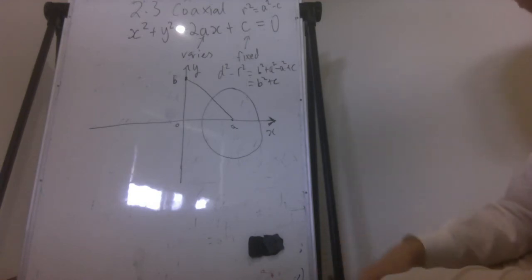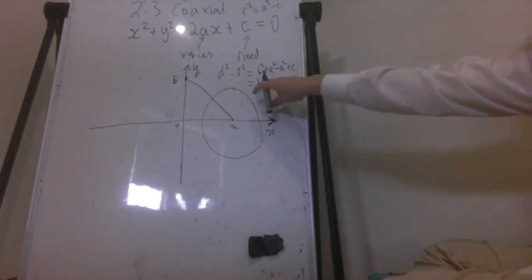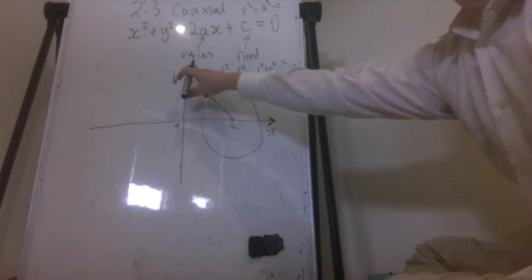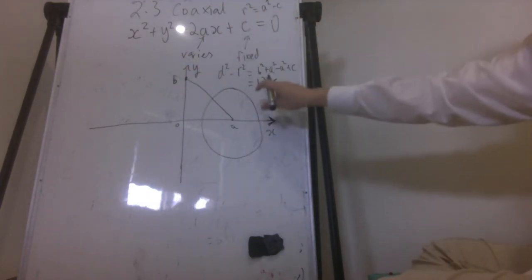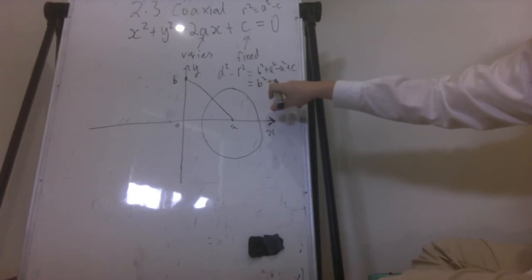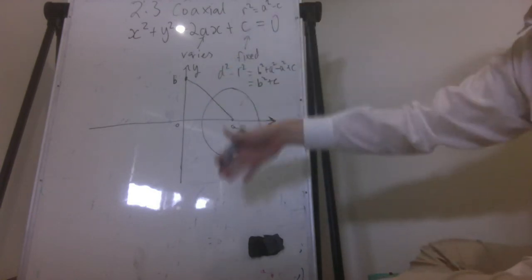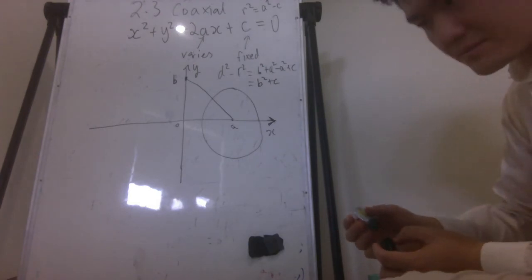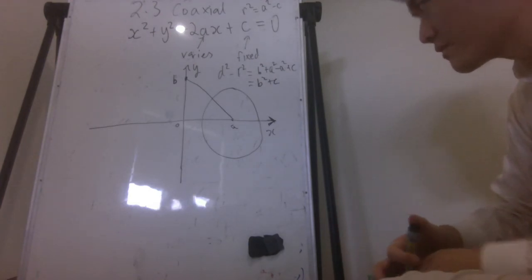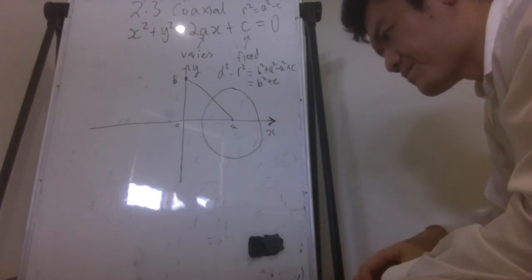So that's good. The power is not dependent on A, right? So the power at this point B is going to be the same for all the circles. It's always going to be equal to b squared plus c. You change to another point, it'll be different. That's the whole point of this radical axis. Every point has the same power with all the circles.